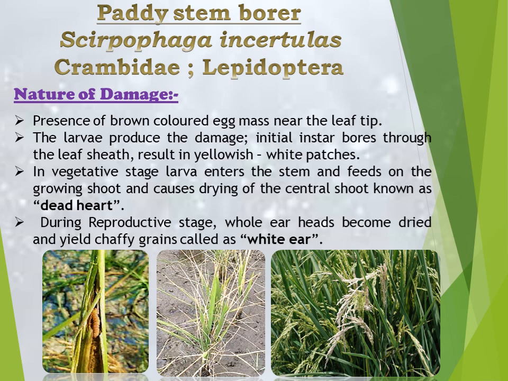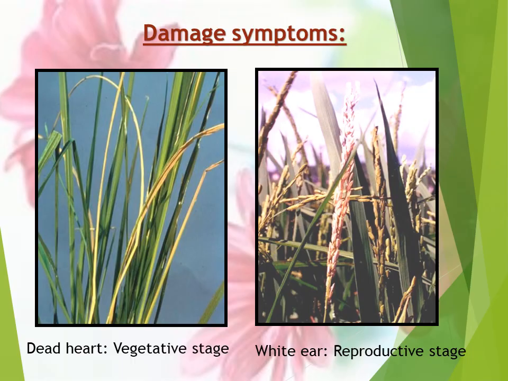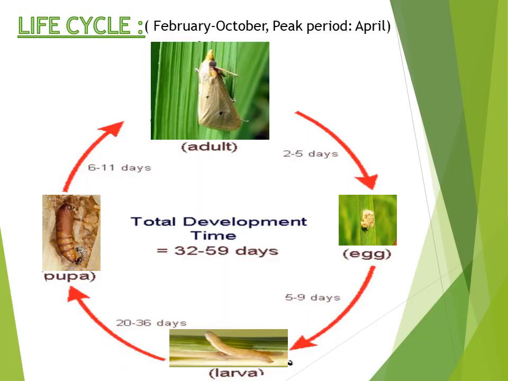So these two majorly important symptoms, the dead heart and the white earhead, help us spot the damage of the paddy stem borer during the two respective stages of paddy cultivation. Now, the life cycle of this paddy stem borer.